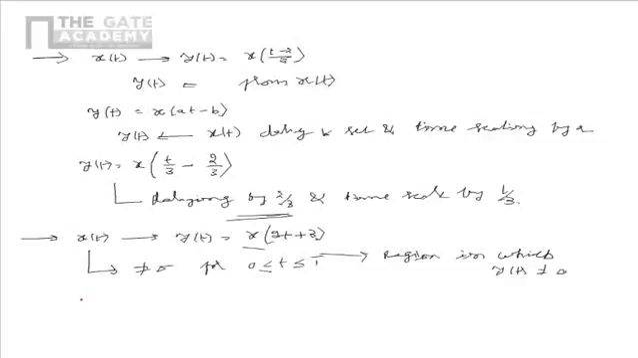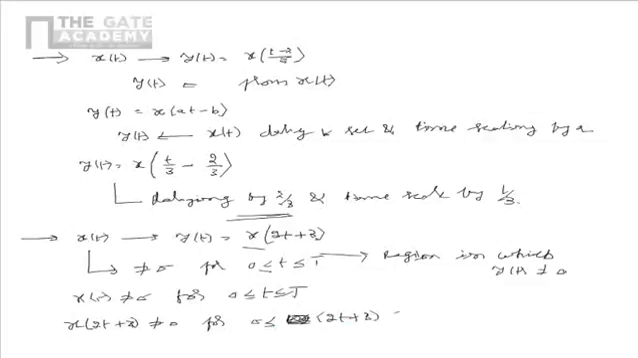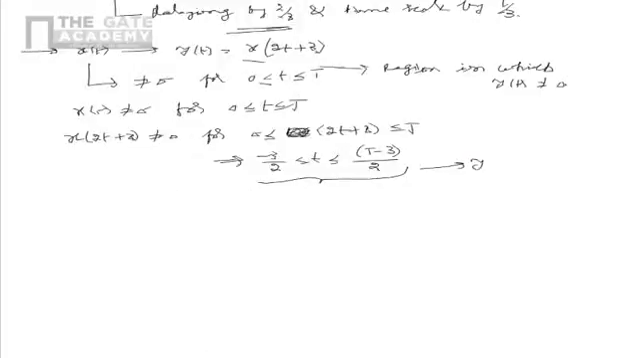So we know that x of t is not equal to 0 for 0 less than or equal to t less than or equal to T. From this, x of 2t plus 3 is not equal to 0 for 0 less than or equal to 2t plus 3 less than or equal to T. That implies minus 3 by 2 less than or equal to t less than or equal to T minus 3 by 2. So the obtained range is the one for which y of t is not equal to 0.